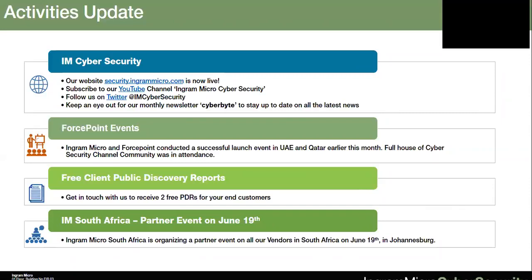In terms of events, we successfully conducted, in partnership with ForcePoint, a launch event in UAE as well as Qatar. In case you are not aware, we now officially distribute ForcePoint as well in select regions. We had very overwhelming participation for these two events, and it was a lot of encouragement for us as well. It showed us the volume of interest in ForcePoint specific solutions in the market.